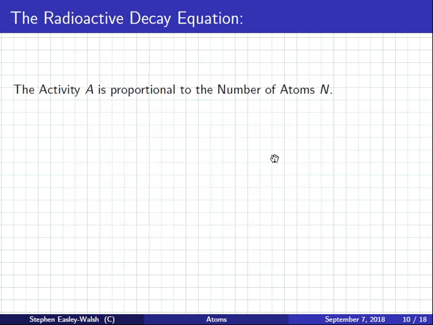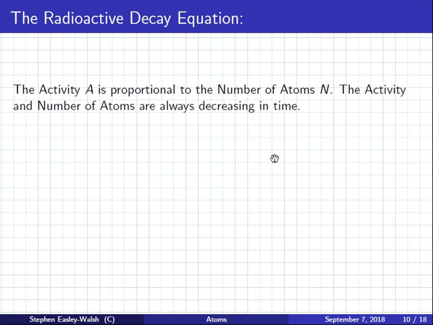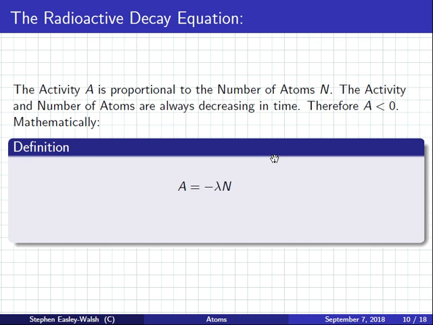Okay, so we have our first equation. Activity is proportional to the number of atoms, and the activity and the number of atoms are always decreasing, therefore A is always negative. Mathematically, we have basically this formula. A is equal to minus lambda N.